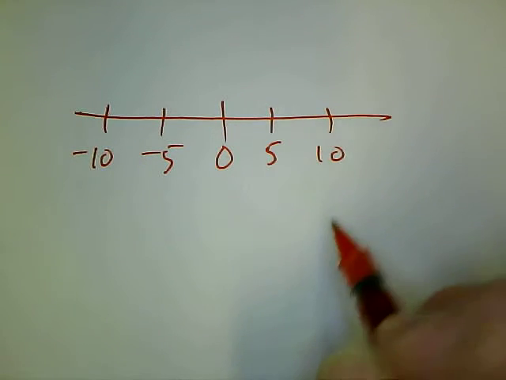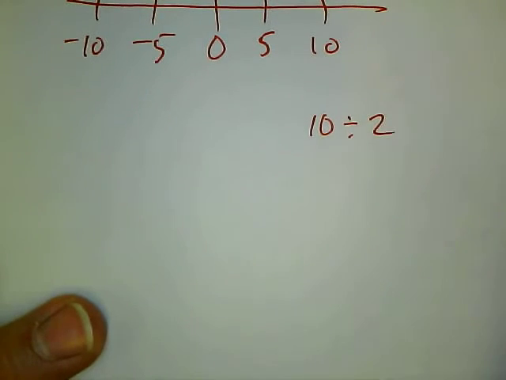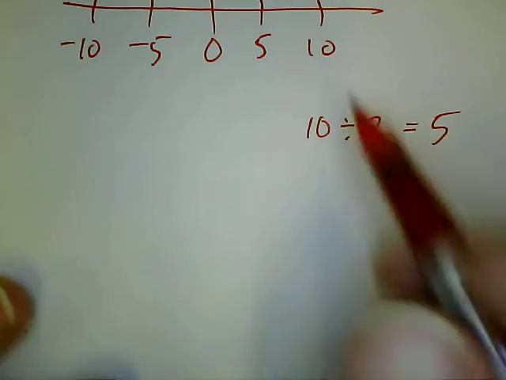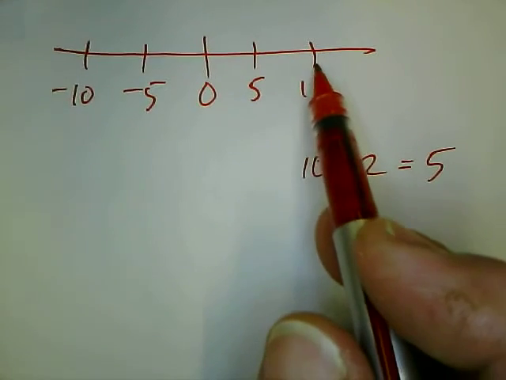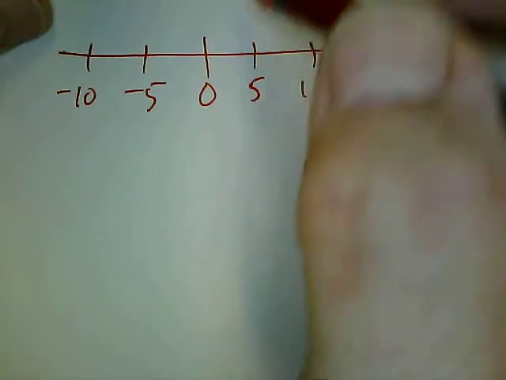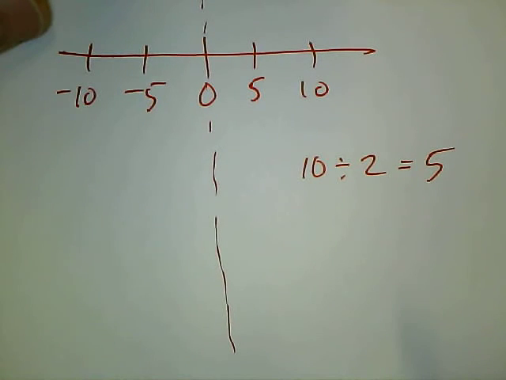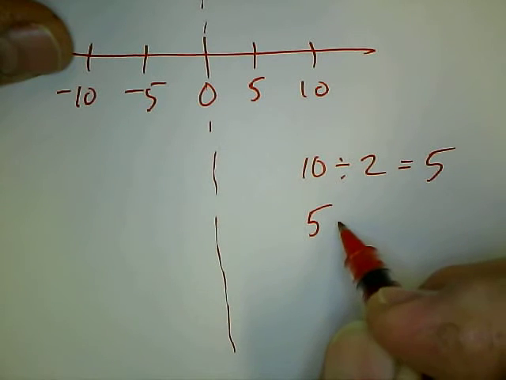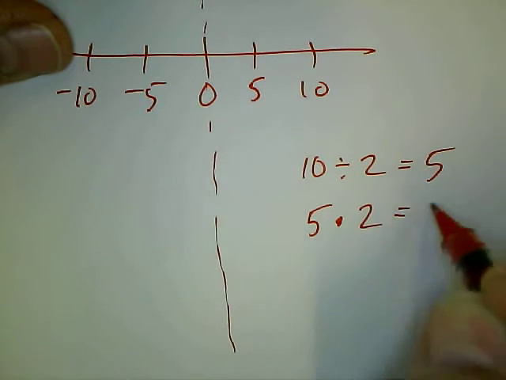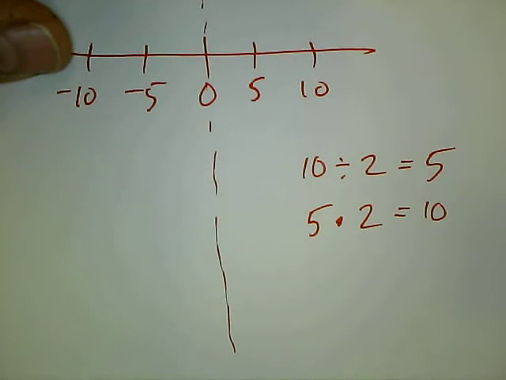If we start with the number 10, and we decide to divide it by 2, we're going to get 5. So it went from 10 to 5. Is it on the same side of that number line? Yes, it is. It's on the positive side. What if I were to take 5 and multiply it by 2, I get 10. It goes from 5 to 10. Did it go anywhere? No.